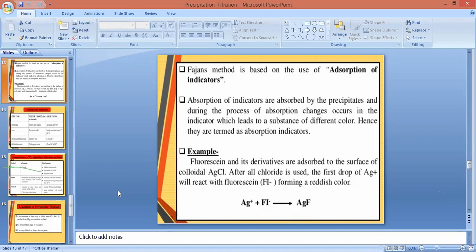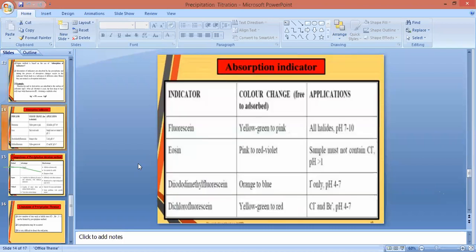The indicator used in the Fajans method of analysis is fluorescein and its derivatives. They are adsorbed to the surface of the precipitate, for example AgCl, and after all the chlorine is used, the first drop of excess Ag which we add from the burette will react with the fluorescein forming a reddish color. That will indicate the end point of titration, that is, the excess precipitating reagent from the burette will react with the fluorescein, the F entity of the indicator. Formation of a complex, AgF, takes place and a reddish brown color occurs. That indicates the end point of titration.